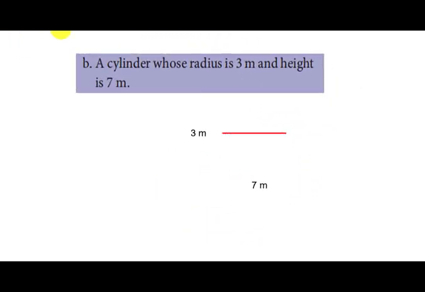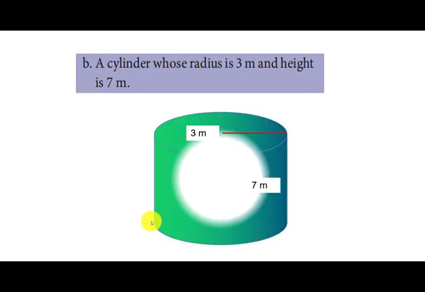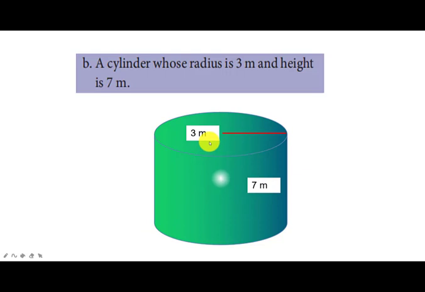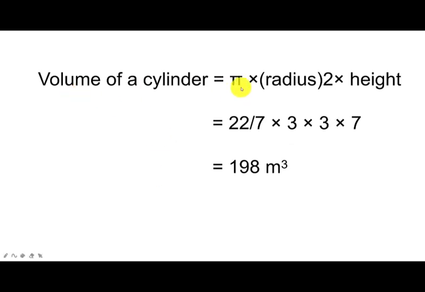A cylinder whose radius is 3 meter and height is 7 meter. We are going to find the volume of the cylinder. Consider the cylinder: the radius is 3 meter and the height is 7 meter. The formula to calculate the volume of the cylinder is pi into r square, that is radius whole square, into height.